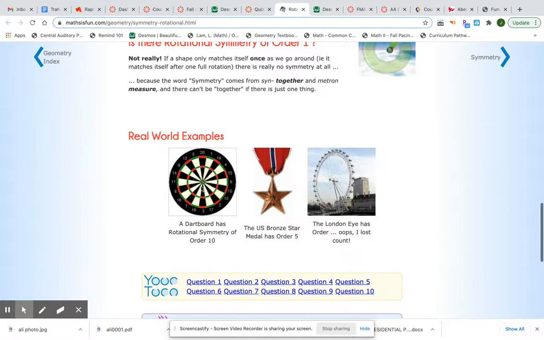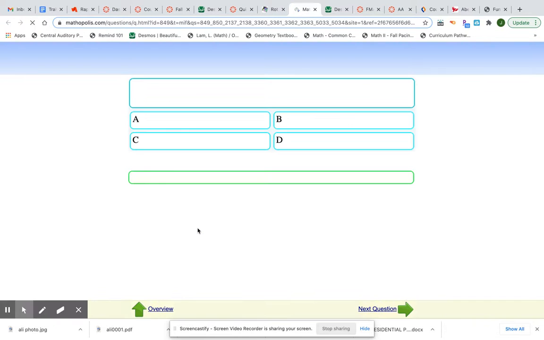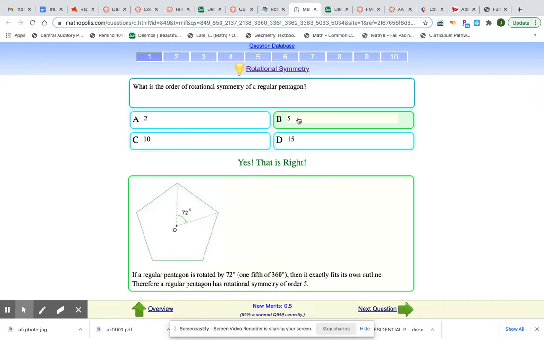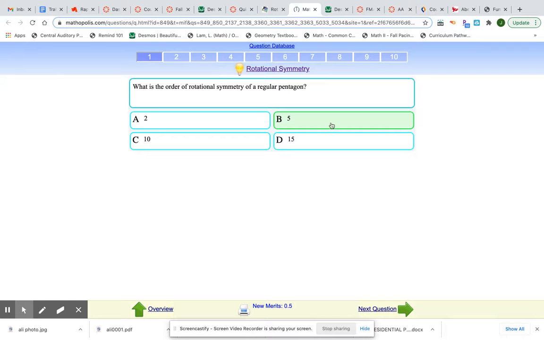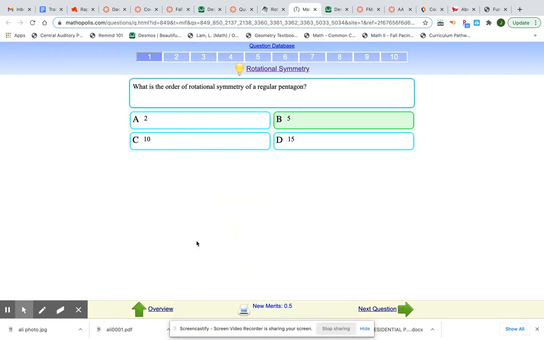Okay, and here's some more examples here. And you can click here. Okay, what is the order of rotation for a regular pentagon? Remember, a regular means all the sides are congruent. All the angles are congruent. Pentagon has 5 sides, so that would be 5. Now, the angle of rotation would be 360 degrees divided by that 5. So you take the 360 and you divide by 5, and that's how they get 72 for the angle of rotational symmetry.